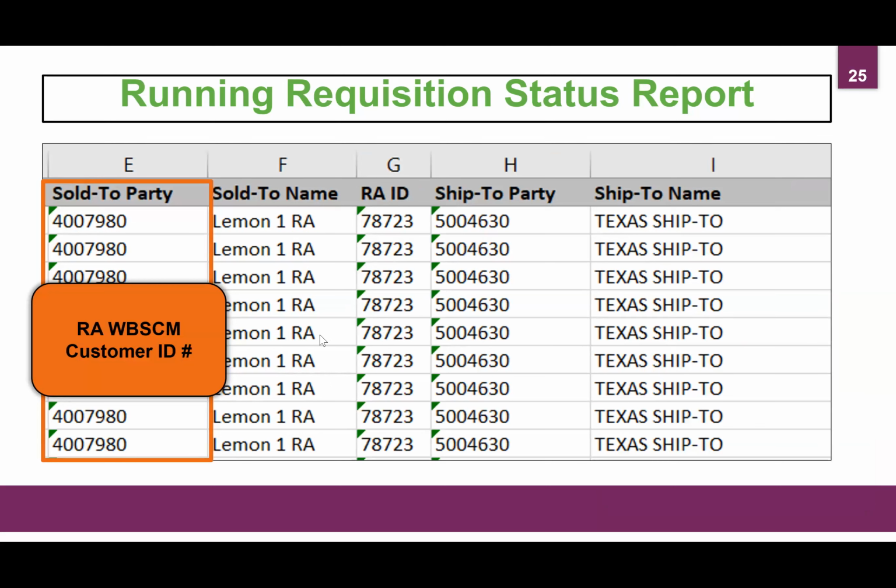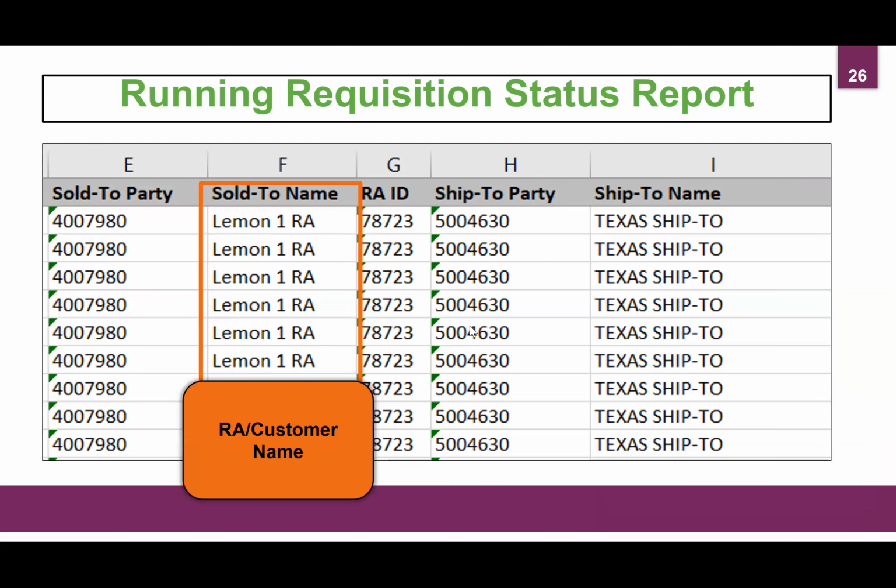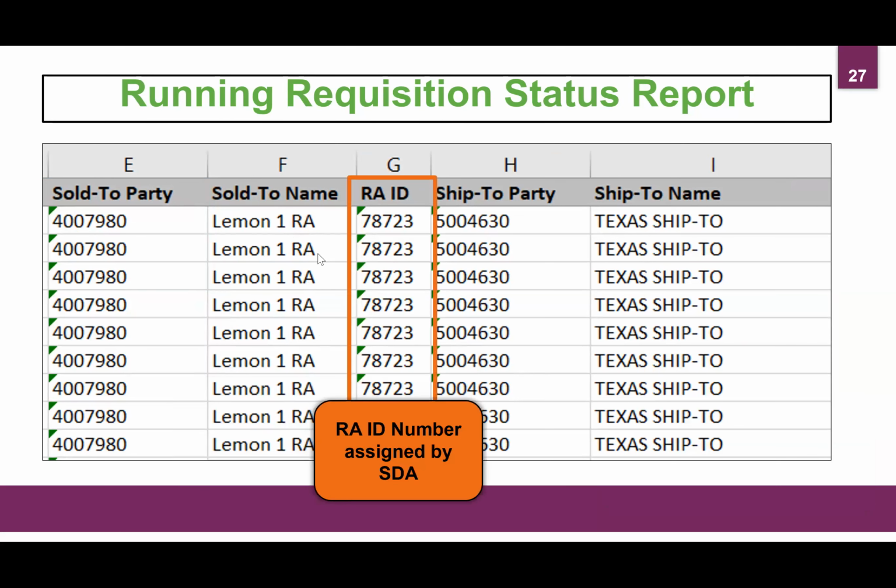Okay, and then column E is going to show us the WebSCM customer ID number. Column F will show us the customer name. As you all can see here, the Lemon 1 RA, of course, that's the training environment. But in this column, it would have the district name there, so that information would appear. Then the RA ID number is going to be assigned by the state. Of course, this would be your CEID number, that 5-digit number, but in WebSCM, you all are looked at as RA, so it'd be your RA ID number there.